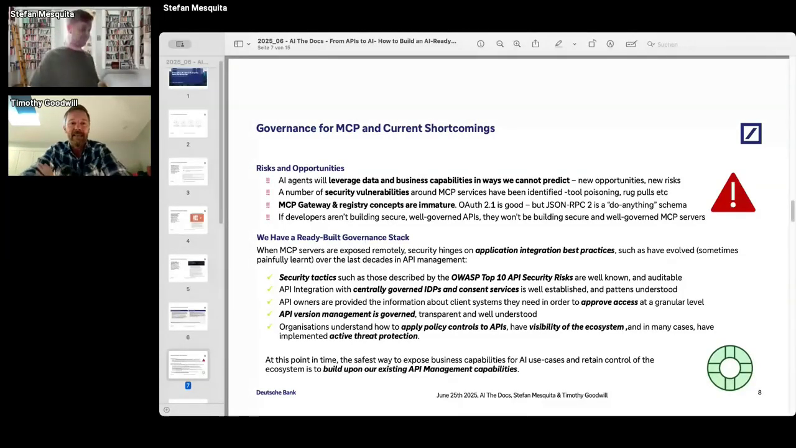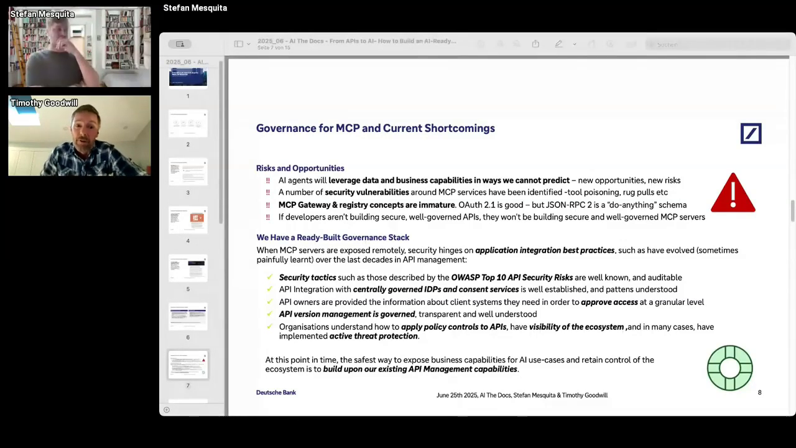MCP shows a lot of promise, and it's going to open up a lot of opportunities, but there's also a lot of unforeseen risks. A number of security vulnerabilities have been found, and we can read about those: tool poisoning, rug pulls as an example. And more will emerge, a never-ending sort of competition between hackers and some security governance. At the moment, MCP gateway and registry concepts are immature. We have OAuth 2.1 now built into the protocol, which is a really good move, but how are we going to govern it? At the moment, MCP gateway concepts are sort of being hashed out.